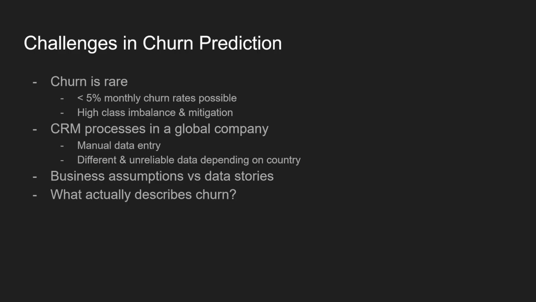And then lastly, what actually describes churn? What are the events leading to the decision, and how can they be properly modeled using some simple features and data?